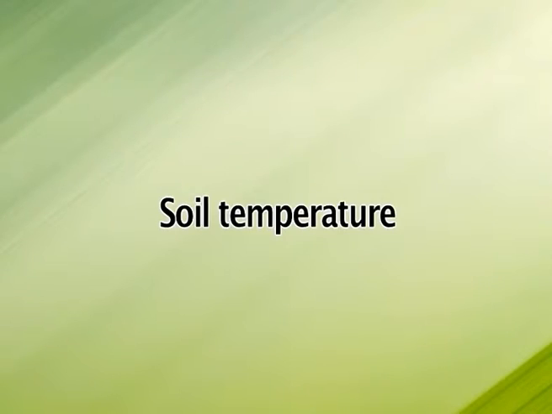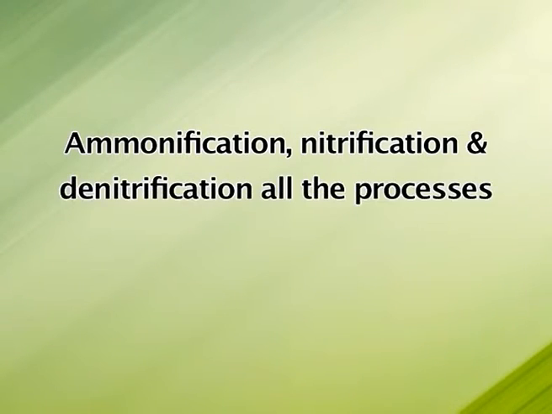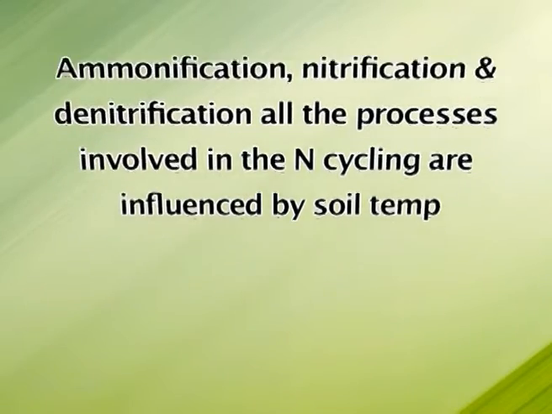Next factor that affects the availability of nitrogen to plant roots in soil is soil temperature. Soil temperature influences the availability of nitrogen to plants in soil. Ammonification, nitrification and denitrification, all the processes involved in nitrogen cycling, are influenced by soil temperature.